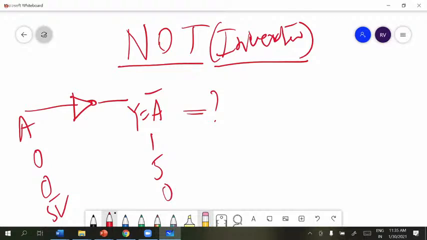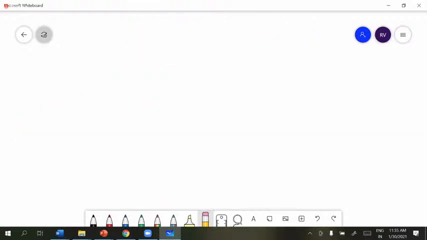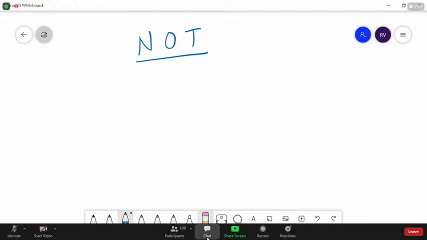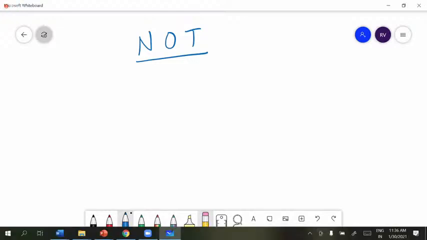How do you see this? What is inside this? How do you design this inverter circuit? Actually, this NOT gate has a single input and single output, unlike all other gates. All other gates have two or more inputs, but only one output. In the case of the NOT gate, it's not like that. It has a single input and single output.